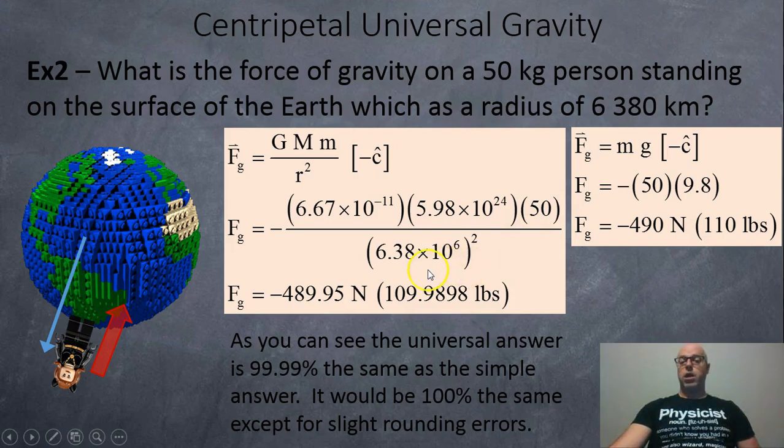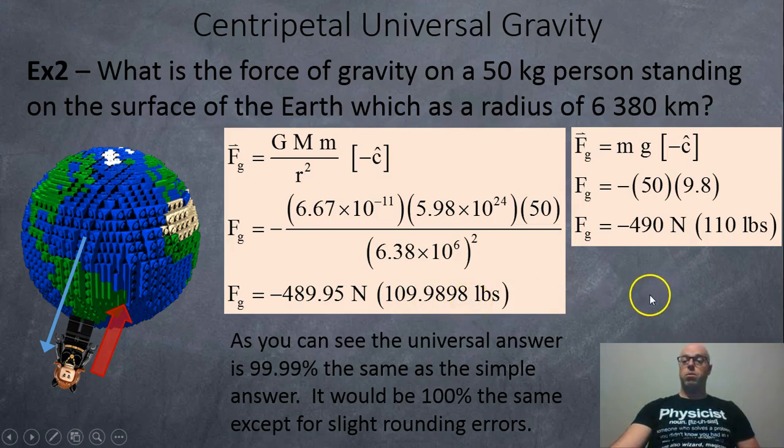If they're standing on the surface of the Earth, that's 6,380,000 meters, or 6.38 times 10 to the 6 meters, squared. They're going to weigh approximately 489.95 newtons, with a minus sign because it's towards the center of the Earth. That works out to 109.9898 pounds.